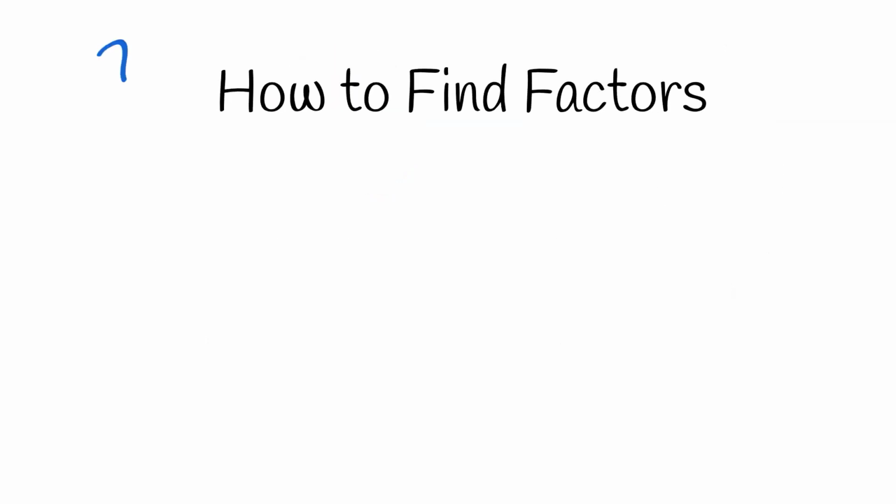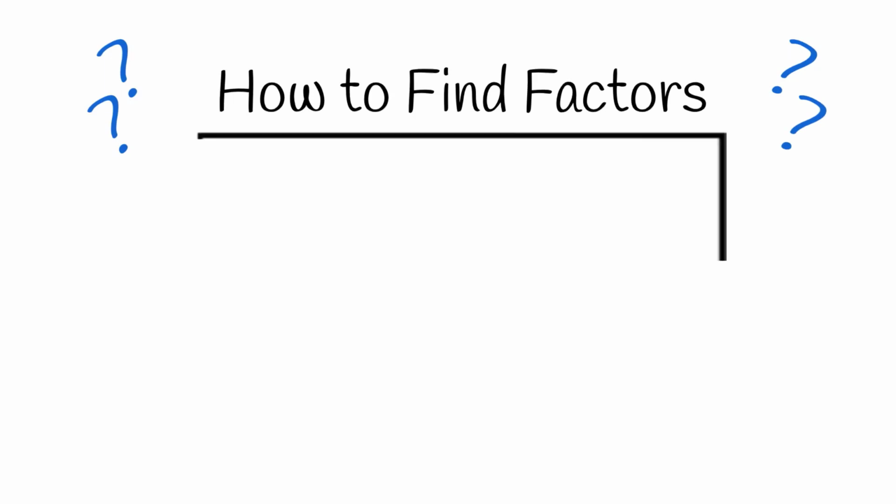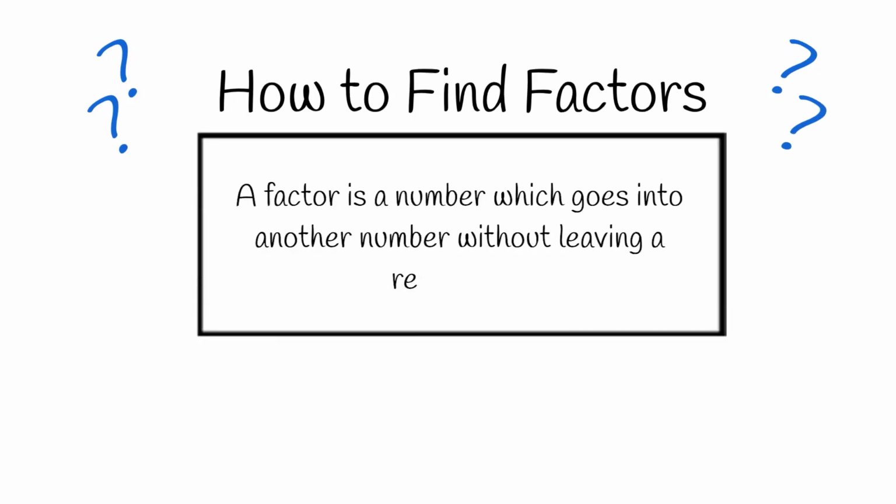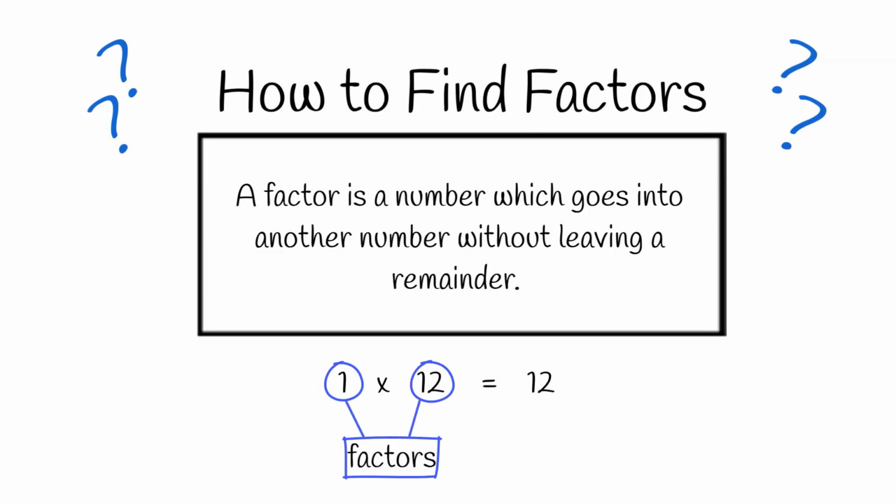Before we learn how to find factors, it's important to understand what a factor is. A factor is a number which goes into another number without leaving a remainder. For example, 1 times 12 equals 12. So 1 and 12 are both factors of 12.